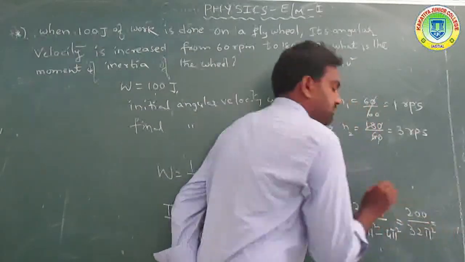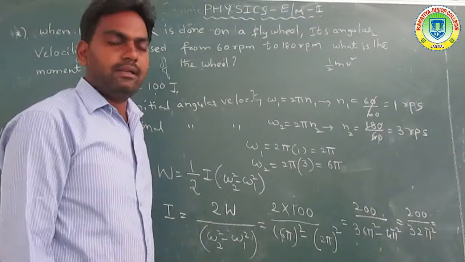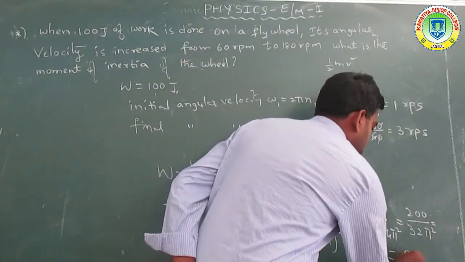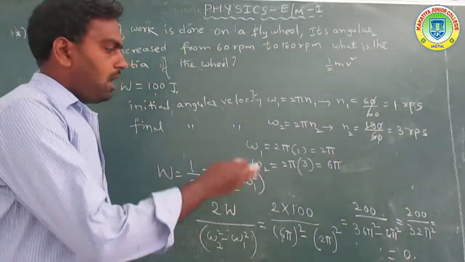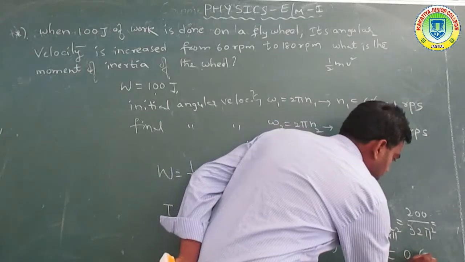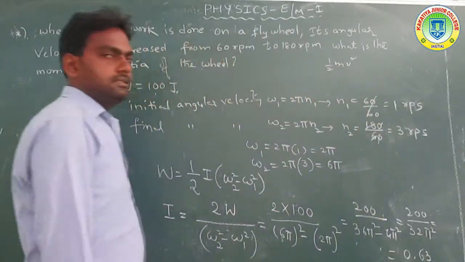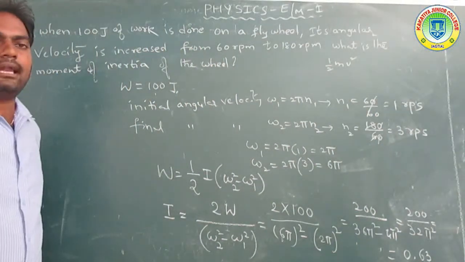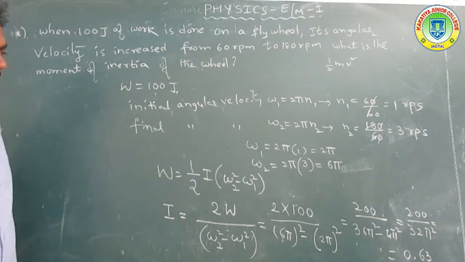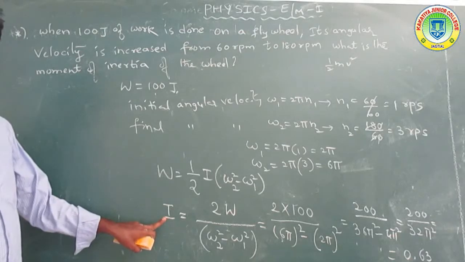For the calculation, the value of pi is 22 by 7. Substituting, 200 by 32 pi square gives 0.63. We can directly write 0.63. You have calculated 0.63, and that is the value of I.